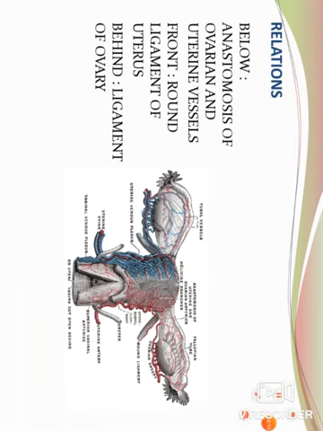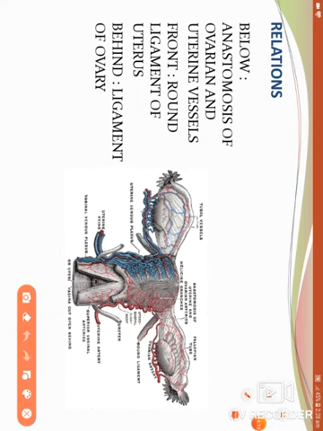Then here you can see the relations of this uterine tube. This is also the posterior view. See here, this is the fallopian tube. Below the fallopian tube, you can see the anastomosis of the uterine artery, the tortuous uterine artery, and the ovarian artery. Below the uterine tube there is also the round ligament, which we already discussed in the uterus.